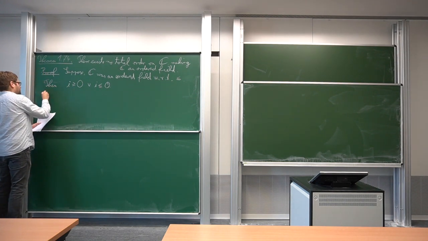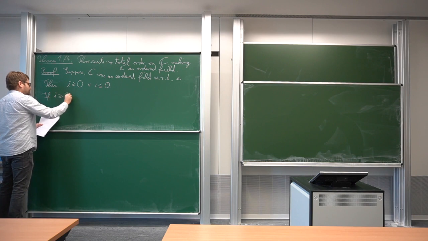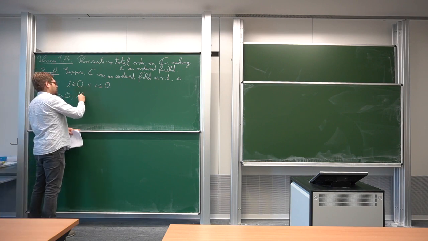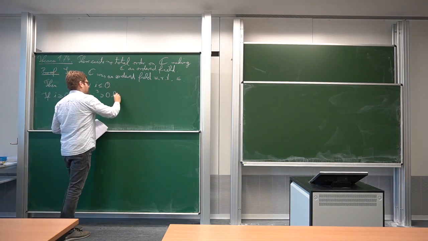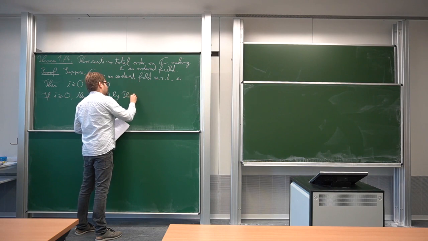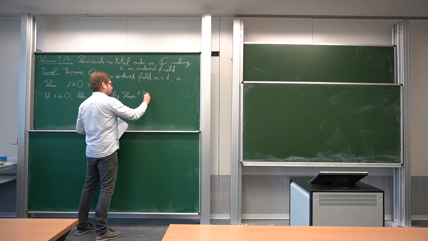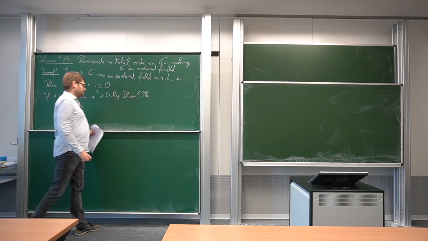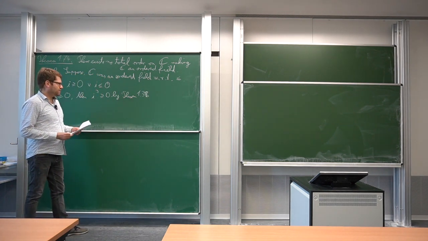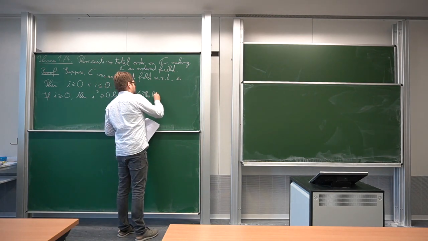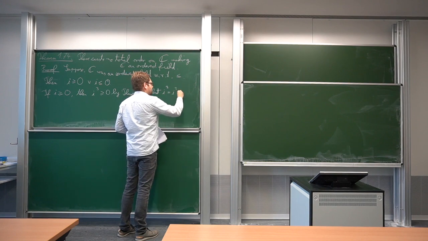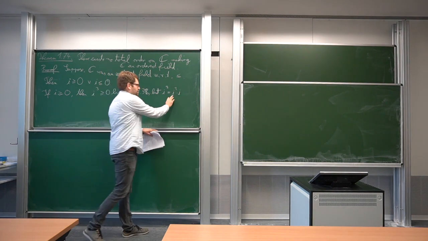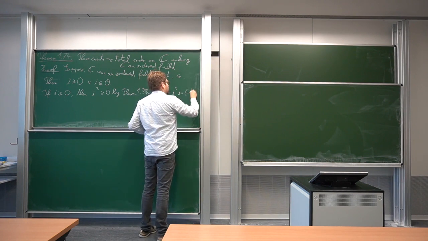So if i was bigger than or equal to 0, then we also know that the third power of i is bigger than or equal to 0 by the properties of ordered fields from theorem 138. I haven't noted which part of the theorem, but we know that powers of non-negative elements are non-negative. But i to the 3 is of course the same as i squared times i. But we have computed before that i squared is minus 1. So this is minus 1 times i, which we write as minus i.